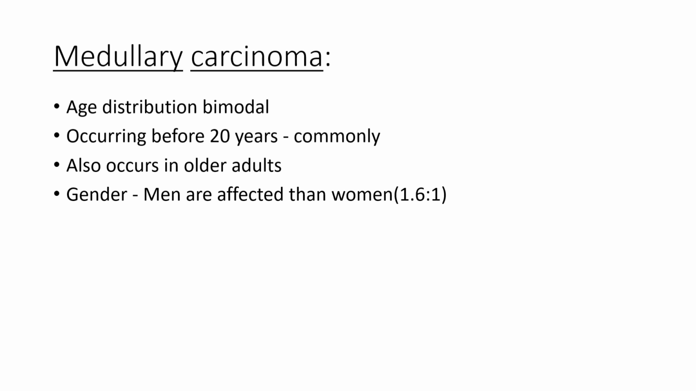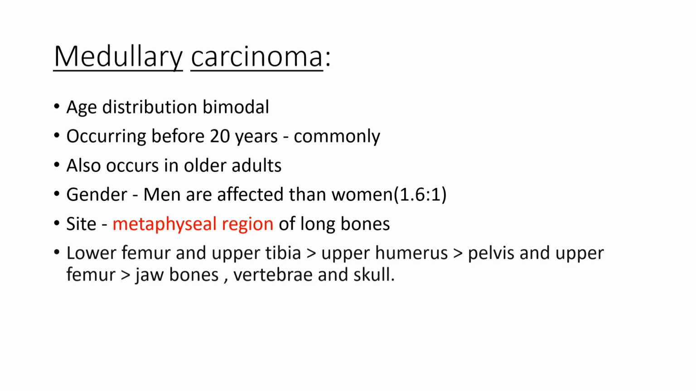Then coming to the gender, men are more commonly affected than women with a ratio of 1.6:1. Then the most common site of arising of this tumor is the metaphyseal region of long bones. The order of occurrence of this tumor is the lower femur and upper tibia first, which is the most commonly affected site of this tumor. Then comes the upper humerus. Then comes the pelvis and upper femur. Then comes the jaw bones, vertebrae, and the skull.